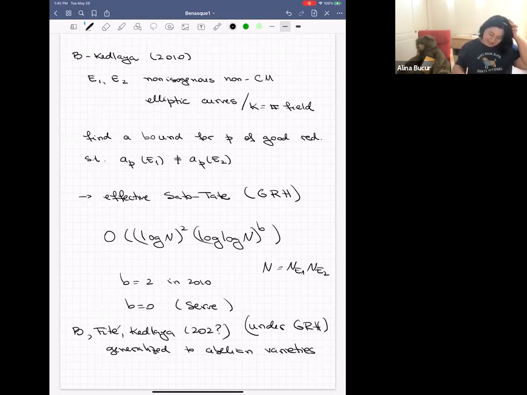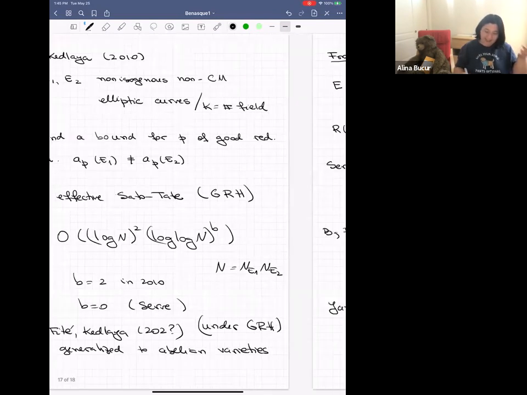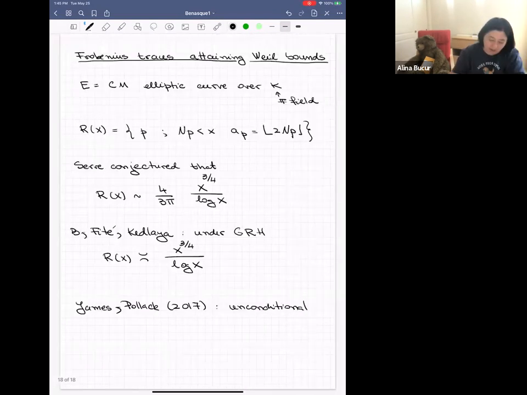So this also has a funny little application that is much more in the spirit of the book, so I wanted to mention it. If you have a CM elliptic curve over some number field K, you can look at the number of primes less than X such that a_P is as big as possible, which in this case would be the floor of 2 times the square root of the norm of P. You cannot get any bigger than that.